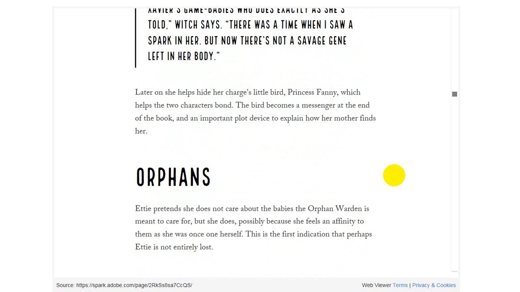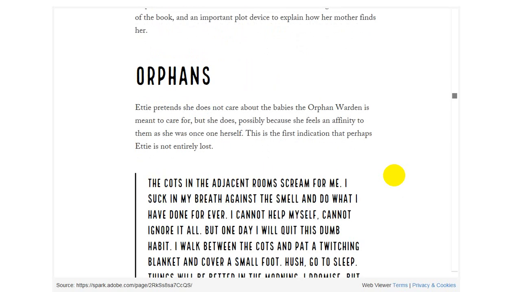Talking about the rebellion. Later on, she helps hide her charge's little bird, Princess Fanny, which helps the two characters bond. The bird becomes a messenger at the end of the book and an important plot device to explain how her mother finds her. So that again shows how important birds are, and how Edyth Bulbring uses birds in the novel to move the plot along, and their function as a messenger throughout in various different ways.